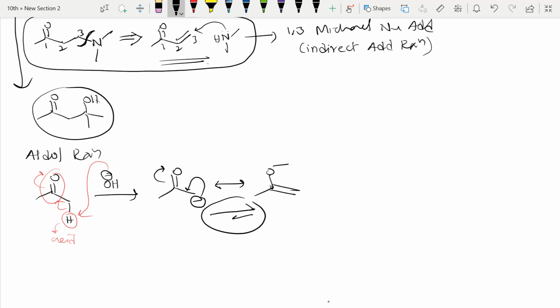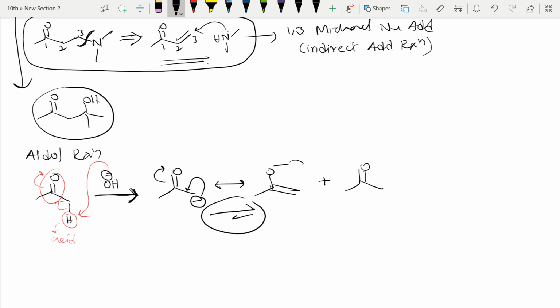Now I am describing the reaction; this is not retrosynthesis. I will show the retrosynthetic arrow later. I am just explaining this reaction. What kind of reaction? Aldol reaction. So I will take one more molecule, because aldol reaction means 2 molecules are there.